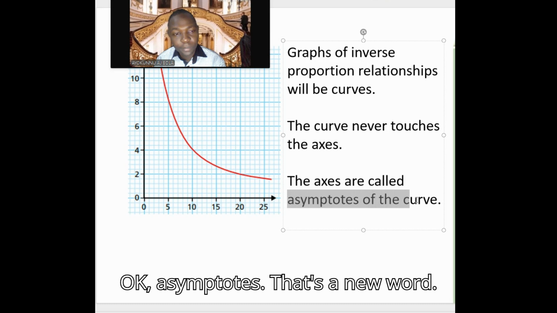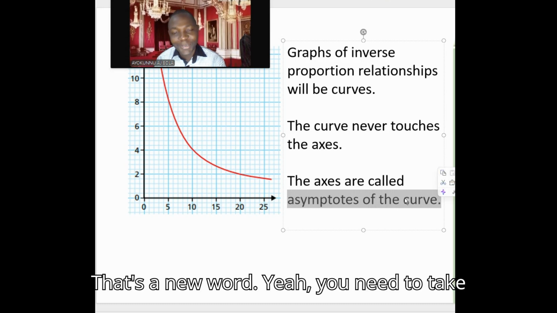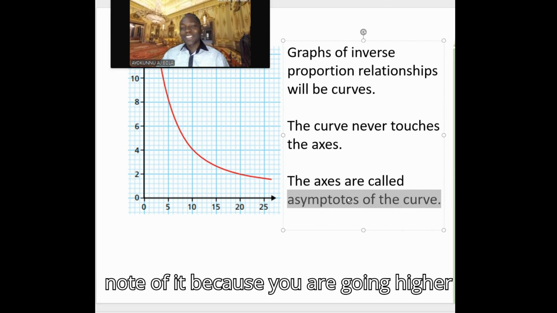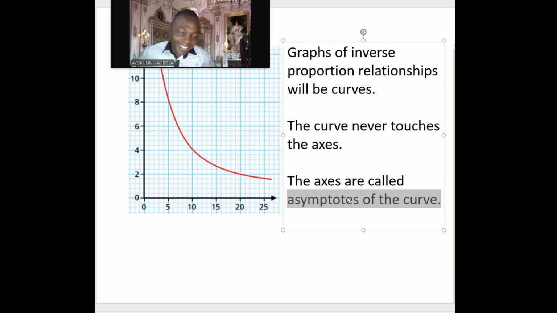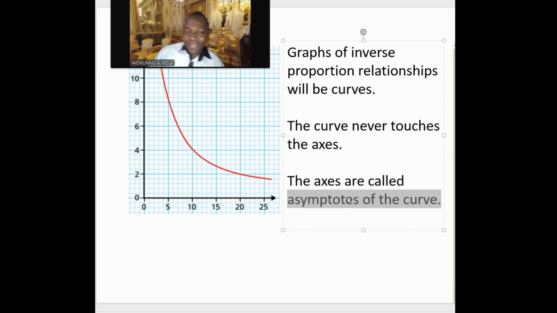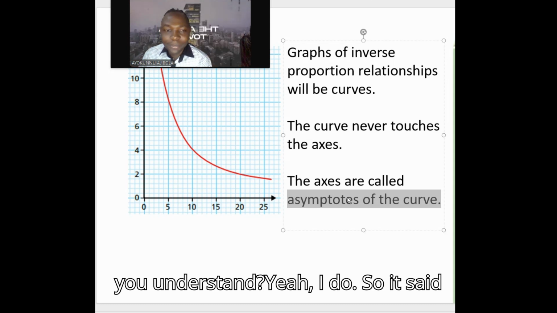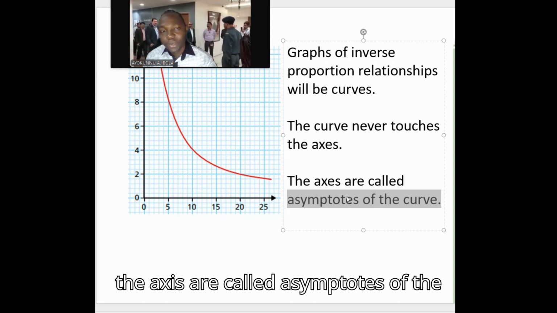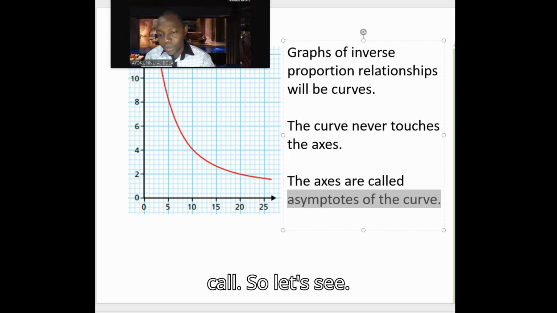Asymptotes, that's a new word. You need to take note of it because you are going higher now. You understand? So he said the axes are called asymptotes of the curve. So let's see.